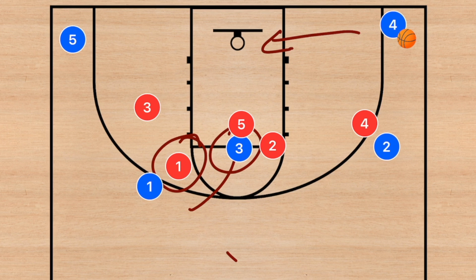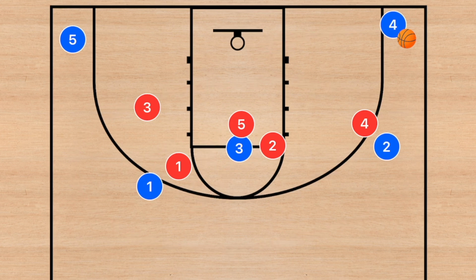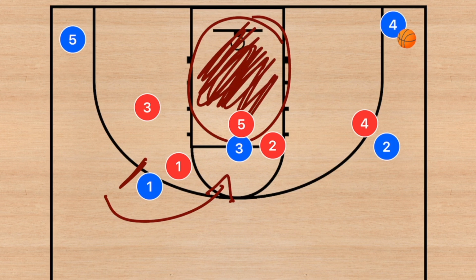What I'm trying to show you here is it's not just all about that weave. You can't just continuously do a weave. What you want to do is after that dribble handoff, look to attack the paint every time. That way you can put pressure on the defense. You can put pressure on the zone getting into that key because zones do not want you in the key.